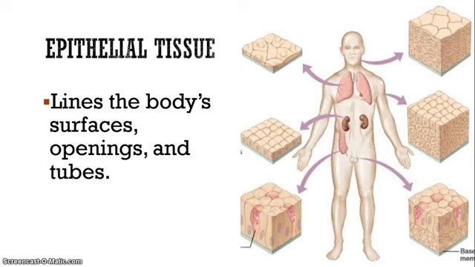As previously stated, tissue contains a cluster of cells that are alike in structure and activity. Tissue cells work together to perform a specific function. The first of the four basic types of tissue that we're going to talk about is epithelial tissue. These tissues line the body's surface, openings, and tubes in the body, such as blood vessels. These tissues work together to perform a specific function.